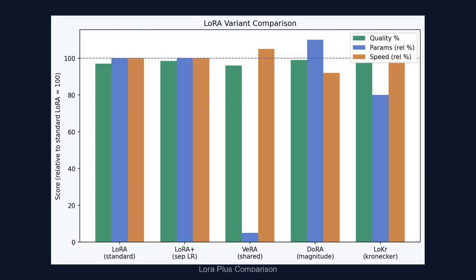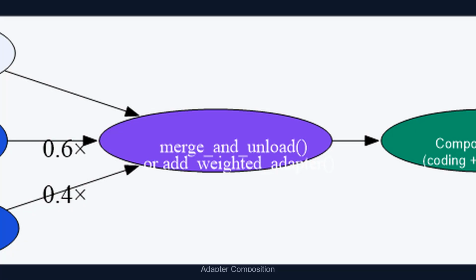What this chart makes clear is that the variants aren't just incremental tweaks. They represent genuinely different engineering trade-offs. When you're choosing between them, identify your binding constraint first. Quality constrained? DoRA. Parameter constrained? VeRA or AdaLoRA. Speed constrained? LoRA Plus. Knowing your constraint before choosing your technique is what separates systematic decisions from guesswork.